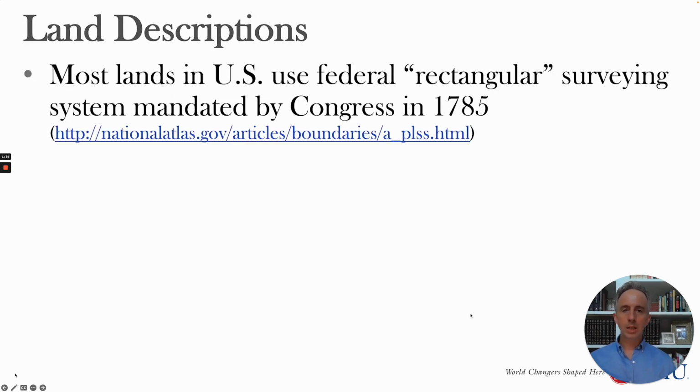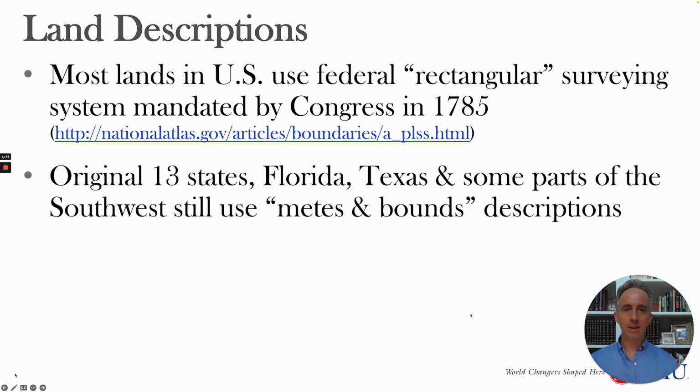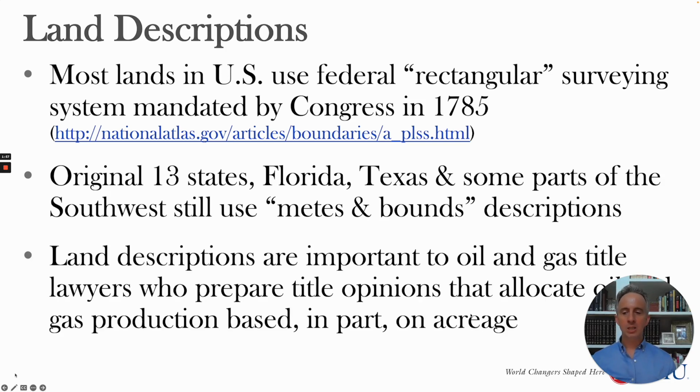Now, most lands in the United States use that federal rectangular surveying system that was mandated by Congress in 1785, and we'll see that it's used for most of the states that came in to the Union after that, with the exception of Texas and Florida as well. So some parts of the Southwest, along with Florida and Texas, still use that metes and bounds descriptions.